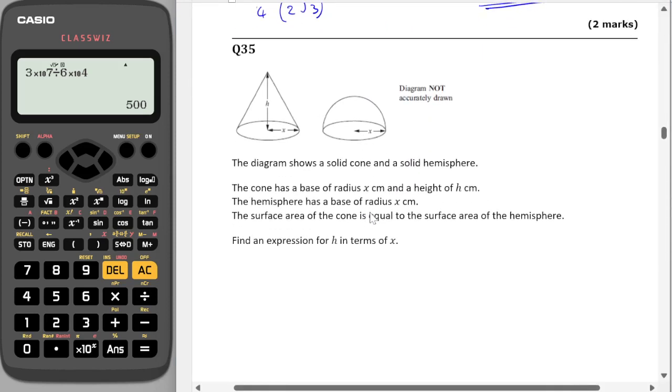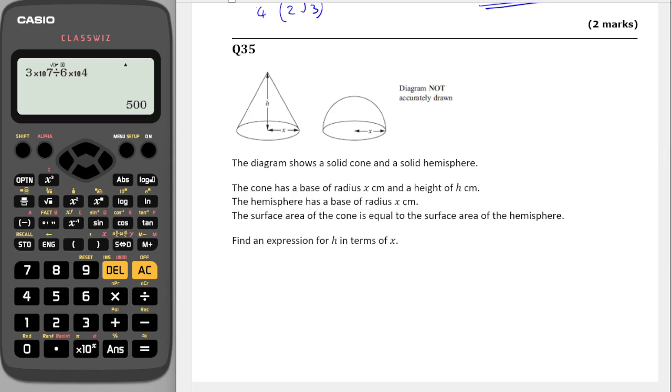Okay, and 35. The diagram shows a solid cone and a solid hemisphere. The cone has a base of x centimeters and a height of h. The hemisphere has a base of x centimeters. The surface area of the cone is equal to the surface area of the hemisphere. Okay, so we need the surface area of a cone and the surface area of a hemisphere. So the total surface area of the cone is equal to the total surface area of the hemisphere.